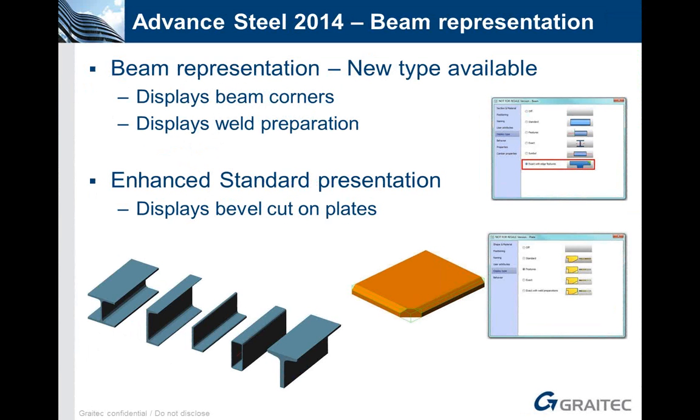Concerning the beam representation, we have new display types which are available. It's possible now to display the beam corners in your model. It was very much asked for by the users, and it's very useful also for what I'm going to explain just after. So you really see the corners of your I section, channel, angle. Any beam can be displayed now with its exact corners. We can display also some rail preparation. I will explain a little bit in a few seconds. And we have also extended the standard presentation for the plate because we can now display also all the weld preparation that we are going to call bevel cuts. You can display them on plates.